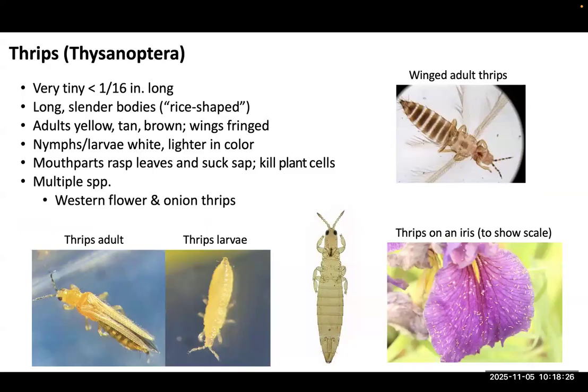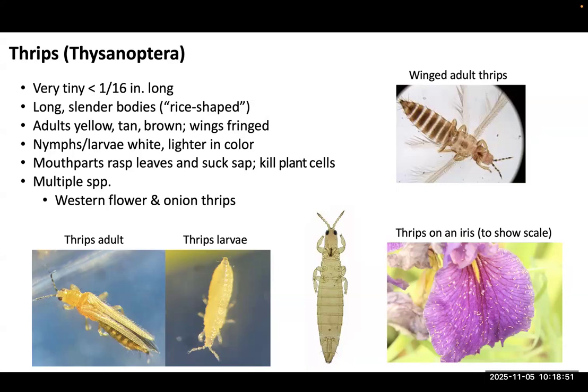Moving along, thrips. These are very teeny tiny insects, rice shaped. This is a photo I like to show folks for scale, to show how small they are. This is an iris petal here, and these little tiny rice-shaped guys are all thrips. They are very small.